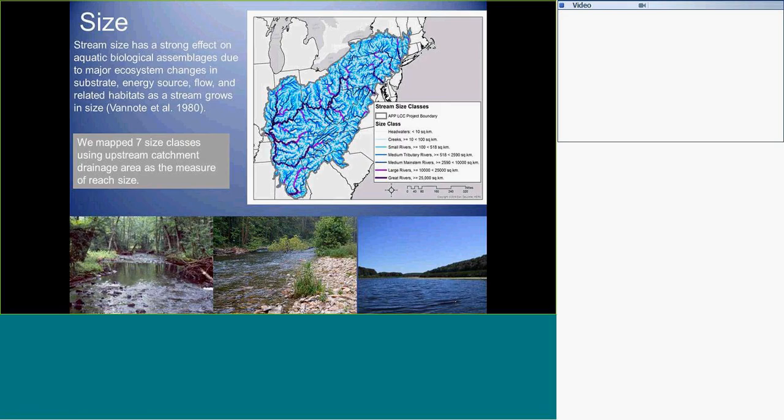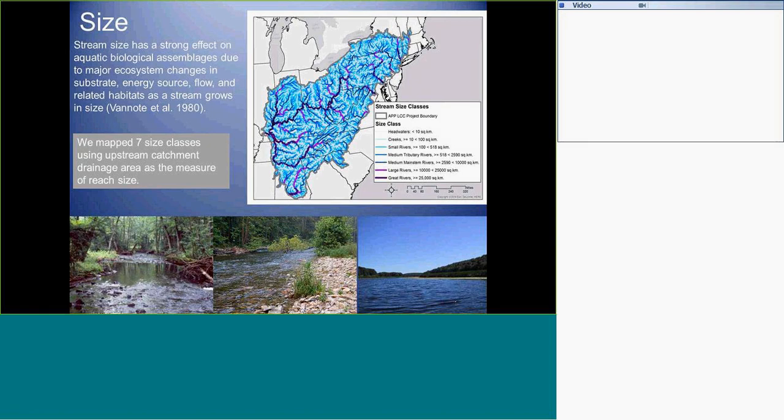I'll talk you through the first couple of these and then pass this to my colleague Arlene Olivero, who did a lot of this work. So the first was pretty straightforward. Stream size had an effect on the biological assemblages and changes in major ecosystem types as the energy changes with the size of the stream.